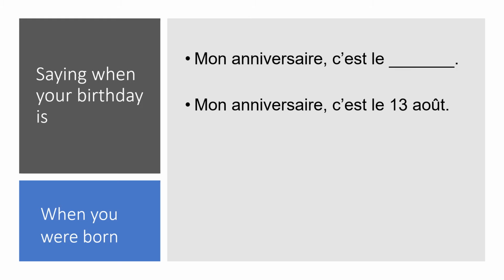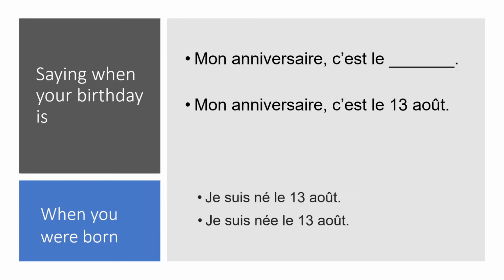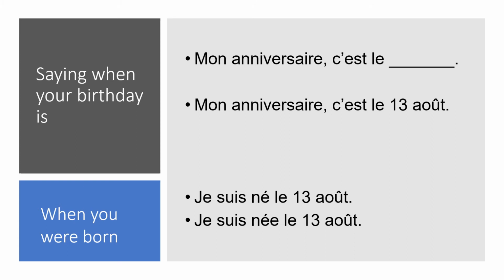C'est le 13 août. So, répétez après moi. Repeat after me. Mon anniversaire, c'est le 13 août. And here, for this one, the T is pronounced. Normally it is silent, but not for August. Okay? So now, when you were born, you could say I was born on the 13th of August. Je suis né le 13 août. Répétez.